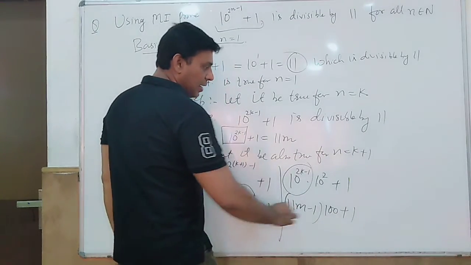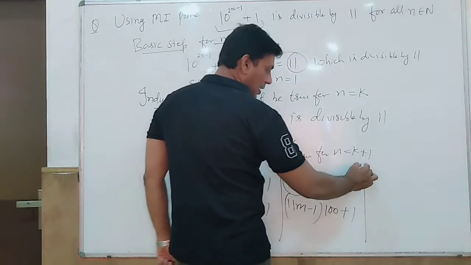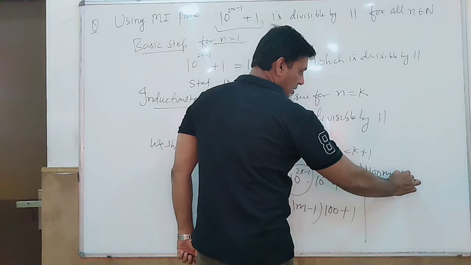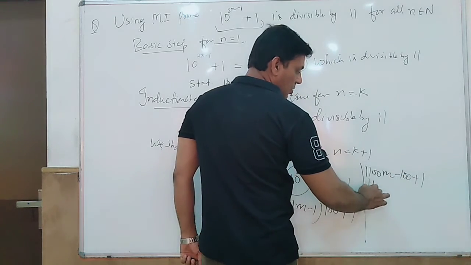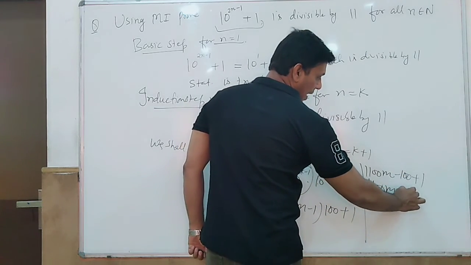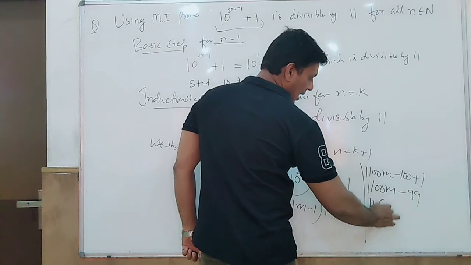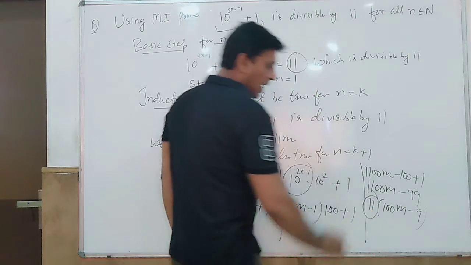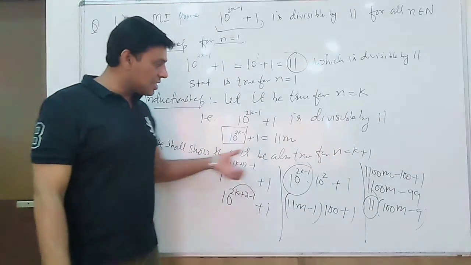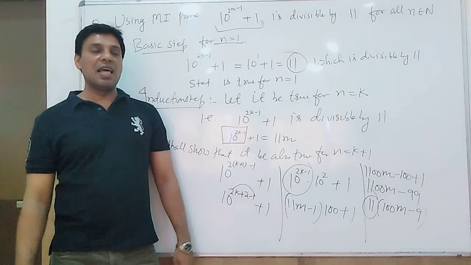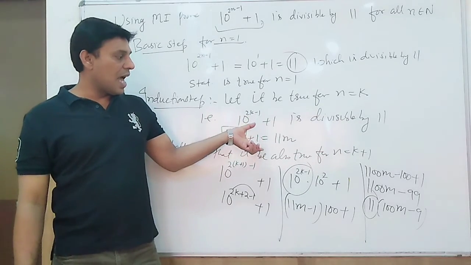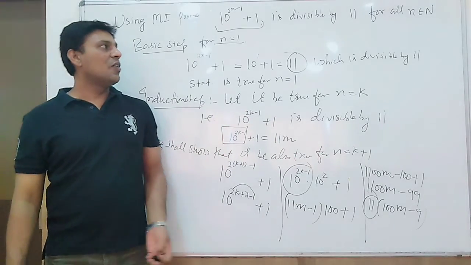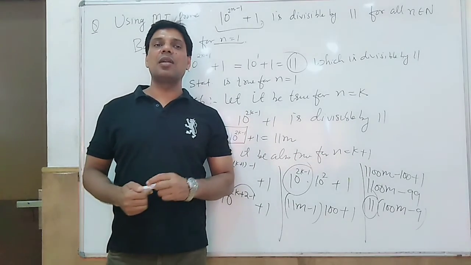Now we can multiply. So we will get 1100m minus 100 and plus 1. So 1100m minus 99. So 11 can be taken as common, 100m minus 9. So you see 11 is a factor. It means this number is also divisible by 11. So if it is true for n is equal to k, then it is also true for n is equal to k plus 1. So this way we can establish the result for all natural numbers.